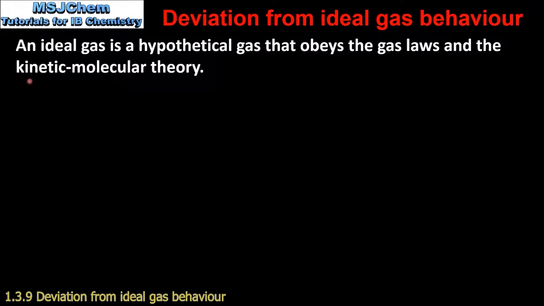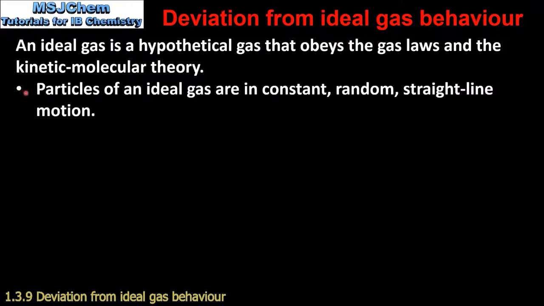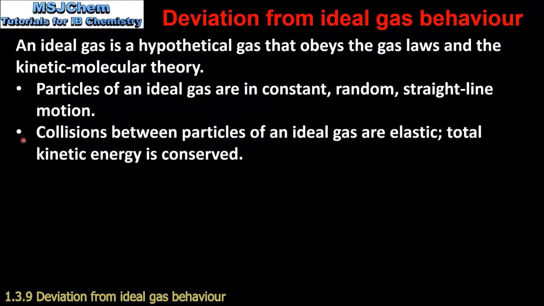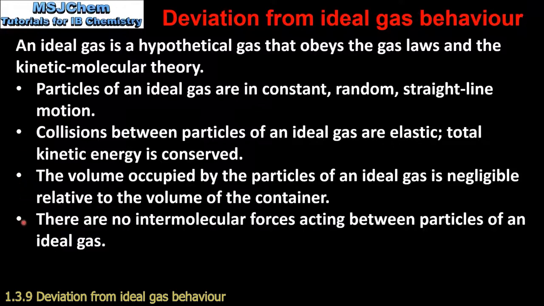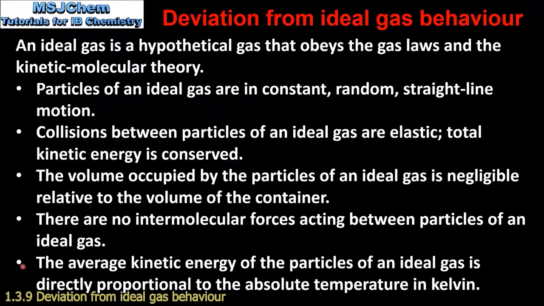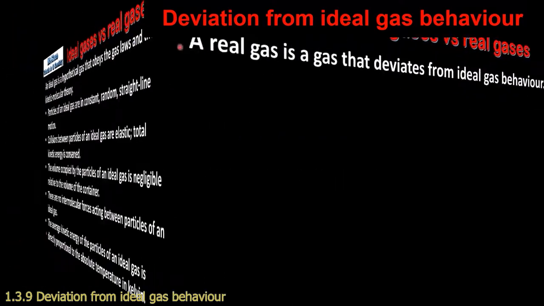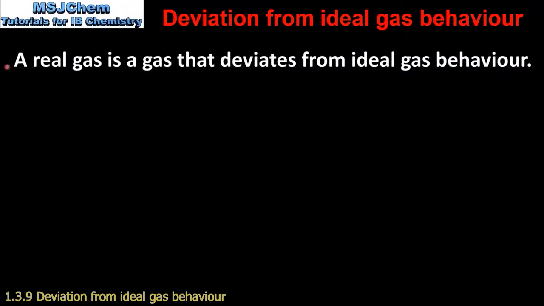The kinetic molecular theory states the following. Particles of an ideal gas are in constant, random, straight-line motion. Collisions between particles of an ideal gas are elastic, which means that total kinetic energy is conserved. The volume occupied by the particles of an ideal gas is negligible relative to the volume of the container. There are no intermolecular forces acting between particles of an ideal gas. And finally, the average kinetic energy of the particles of an ideal gas is directly proportional to the absolute temperature in Kelvin.